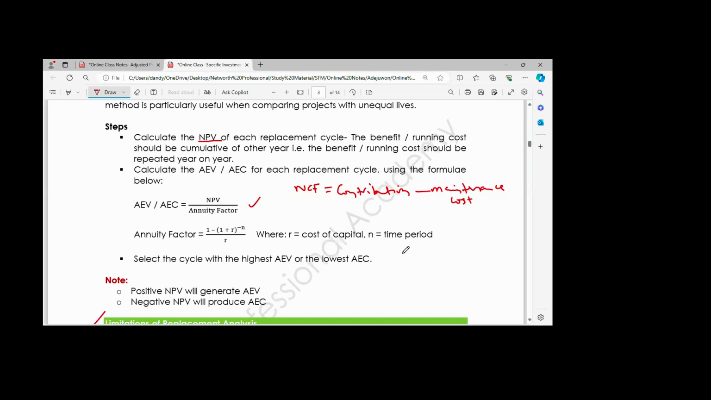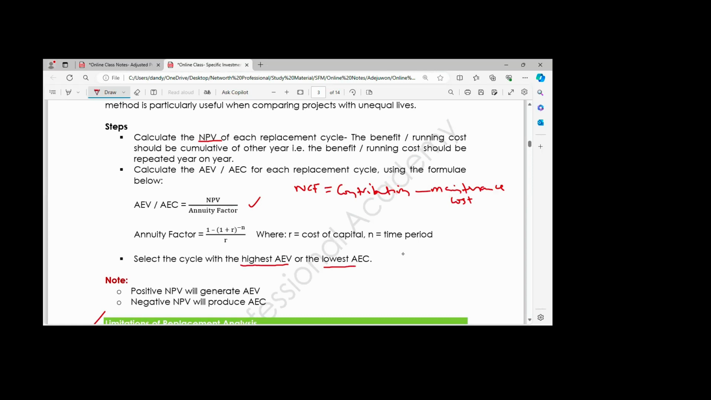When you want to make a decision, if it is positive NPV, that positive NPV represents annual equivalent value. So if it is annual equivalent value, you are supposed to select the highest annual equivalent value from among the options available. But if your NPV is negative, then you are supposed to select the lowest annual equivalent cost. I repeat, if your NPV is positive, you select the highest annual equivalent value. But if your NPV is negative, you select the lower annual equivalent cost.